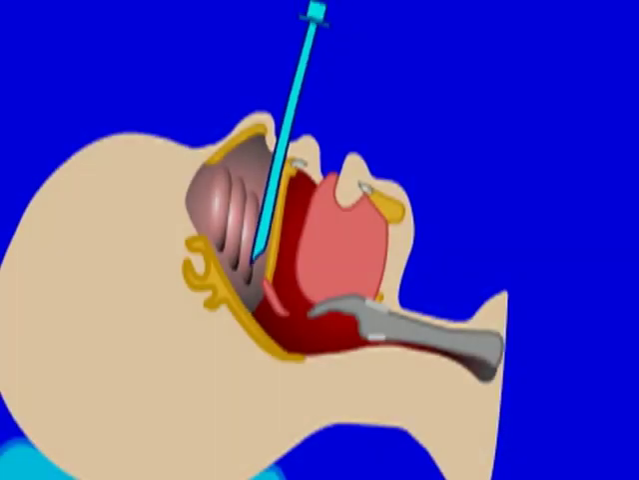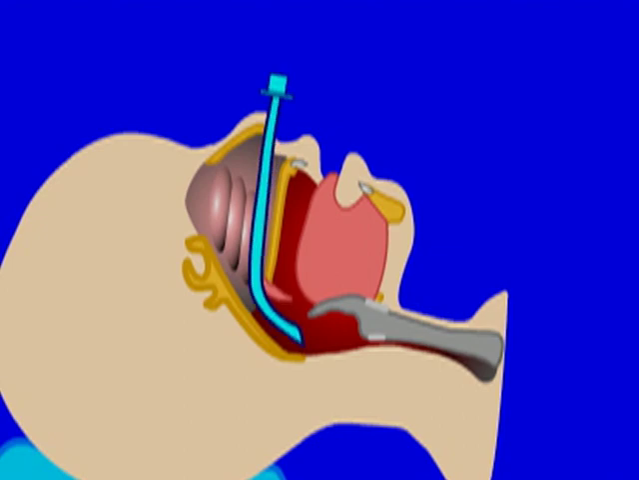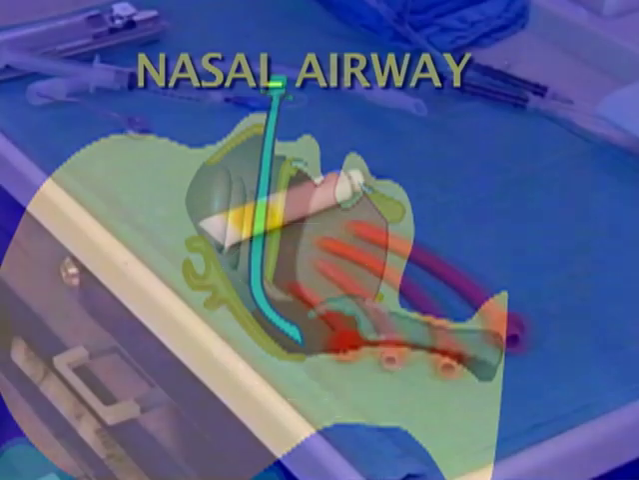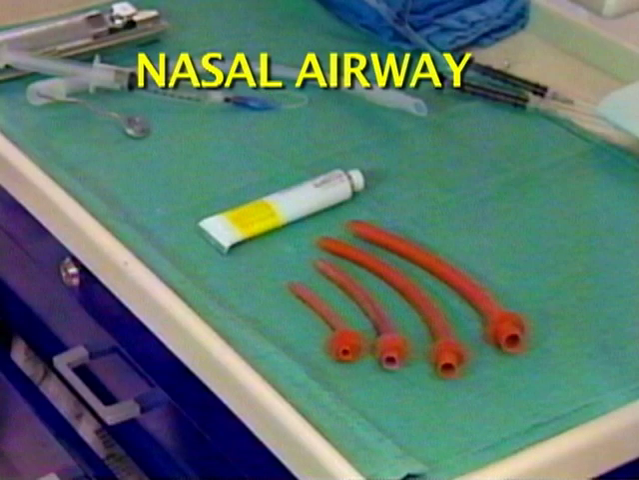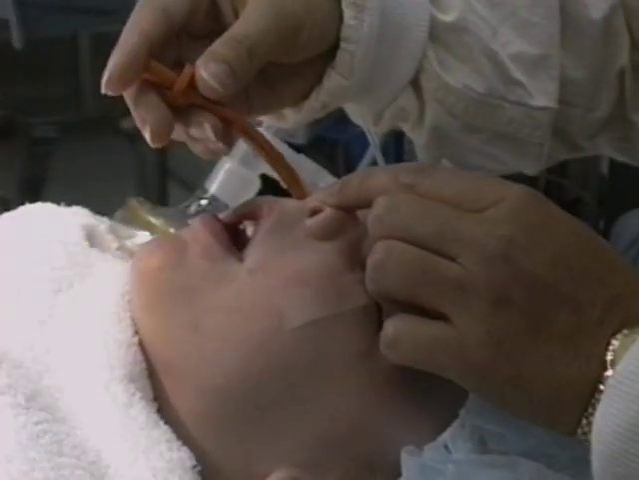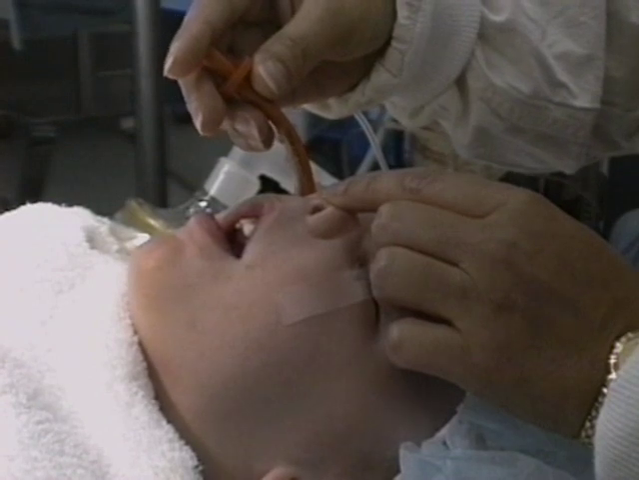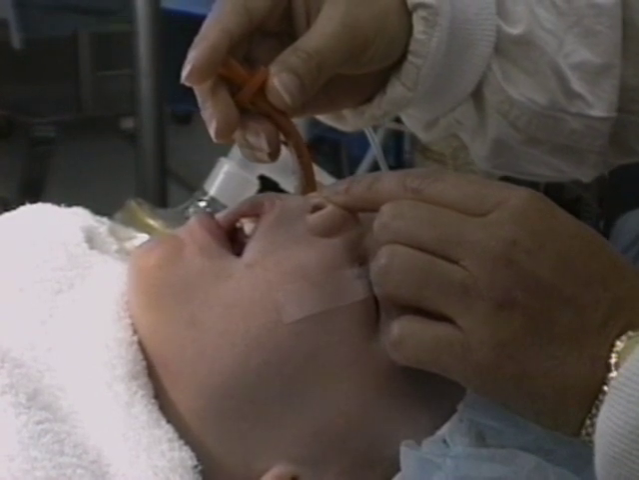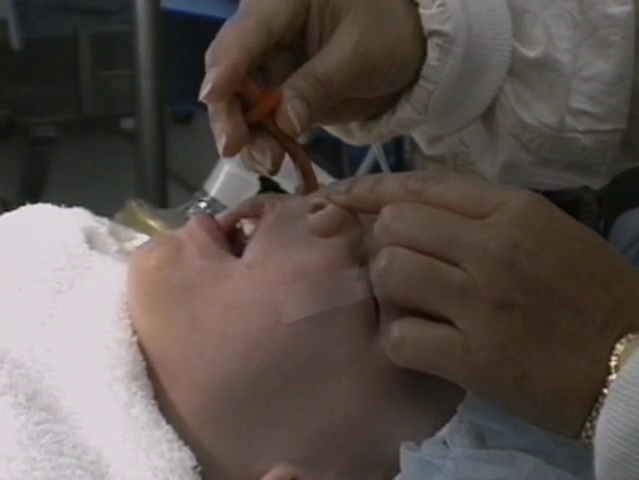Nasal airways are soft, flexible tubes which slide through one side of the nose. This positions the opening of the tube in the posterior pharynx behind the tongue. The opening is often, though not always, in line with the trachea. Choose the largest size to comfortably fit your patient. A nasal airway is often better tolerated in semi-conscious patients because they don't stimulate the gag reflex as much.